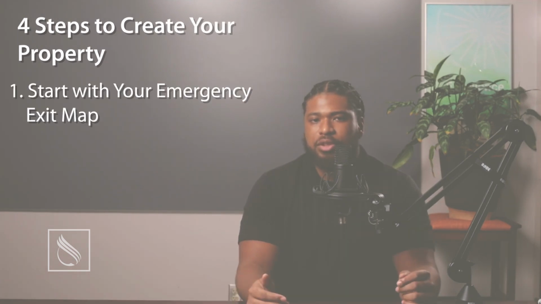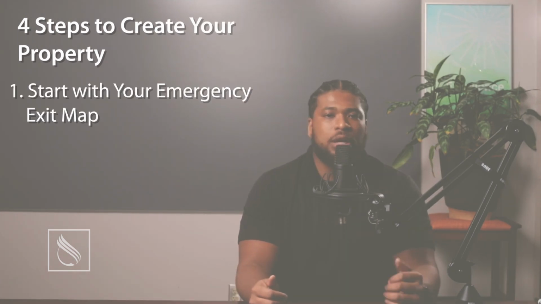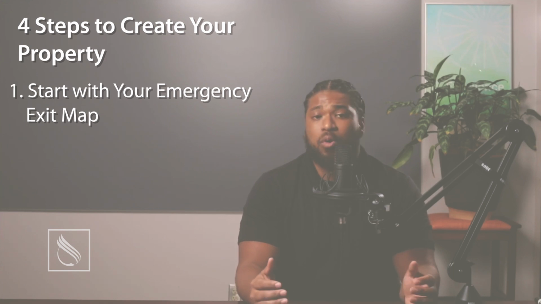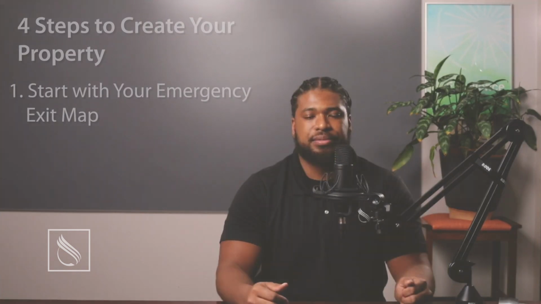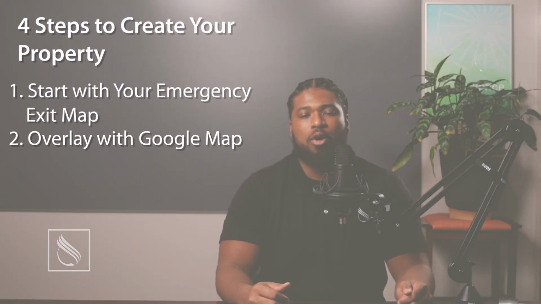Step 1. Start with your emergency exit map. Locate the emergency exit map you already have for your church. This map should include the interior layout of your building and evacuation routes. Step 2. Overlay with Google Map. Open Google Maps and search for your church's address. Switch to satellite view for a clear, detailed image of your property, including outdoor areas. Take a screenshot or save the image for use.